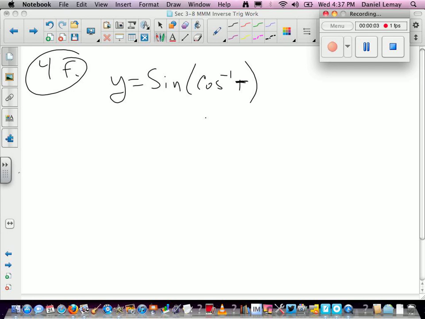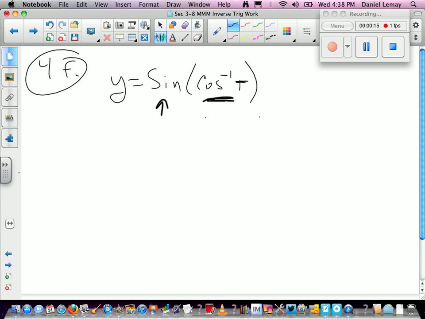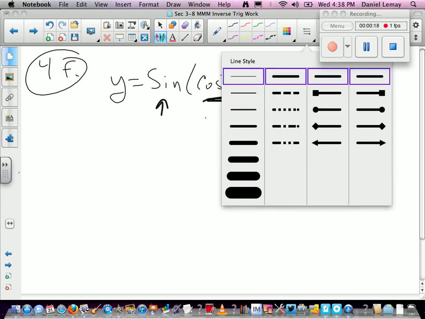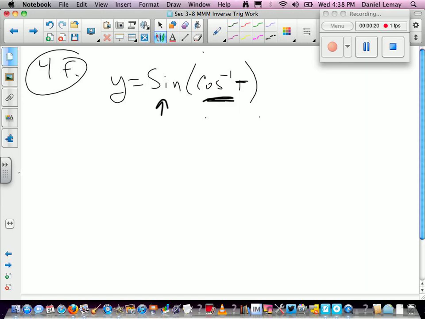Okay, so what we've got here is a situation where I've got a composite function. I've got the sine, and then I've got this inside function right here. That's an inside function, here's the outside function, so I'm going to treat it that way. I'm going to just use a regular old chain rule.